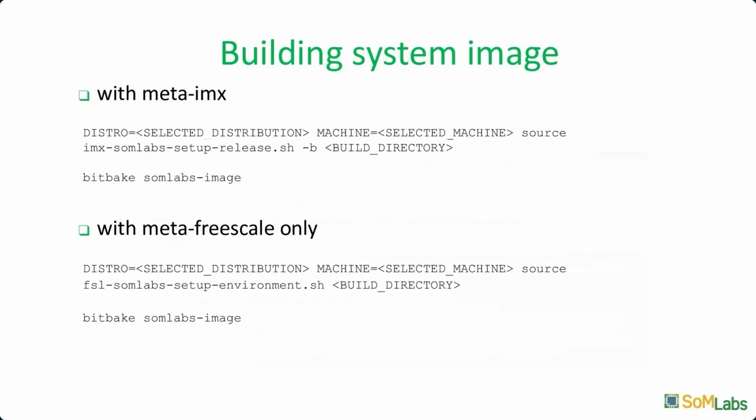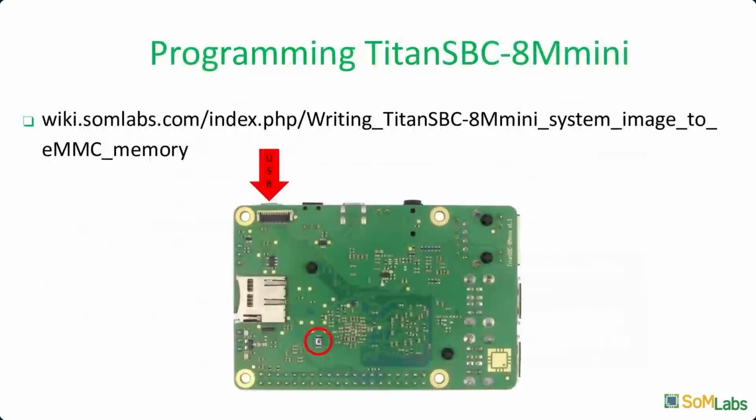The bitbake with the image name usually takes a few hours of compilation time. After that, you get the final image to install on the target machine, and also the bootloader that is required to program it into the eMMC memory. So everything is contained within the build directory, and you are ready to program the Titan SBC 8M mini board. Everything is also described on our documentation page on Wiki, like on the link here. So you just need to connect the micro USB cable to your PC.